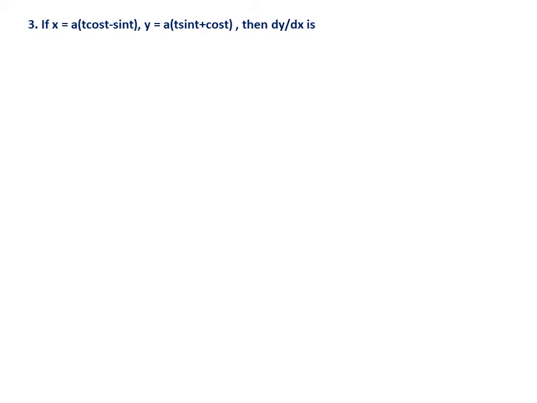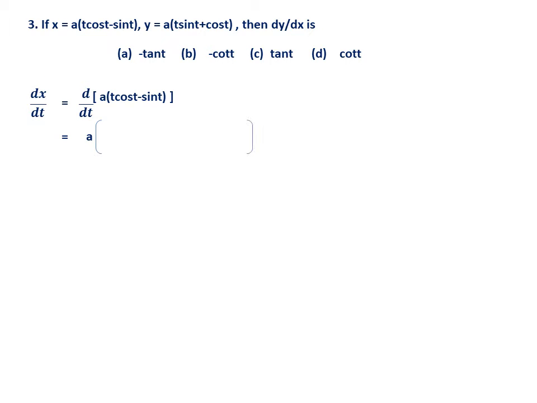This is the third question, parametric differentiation. What is the value of dy by dx? Of course, the options are minus tan t, minus cot t, tan t and cot t. So what you have to do is find dx by dt. It is very simple, a direct example. Using the algebra of differentiation you have to do it.